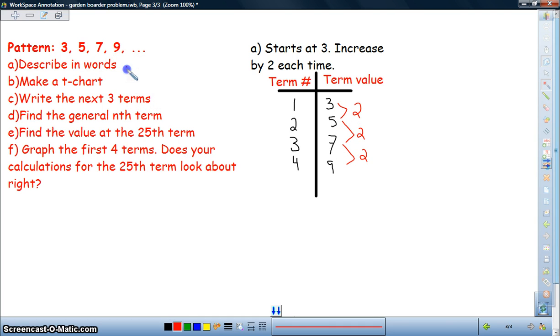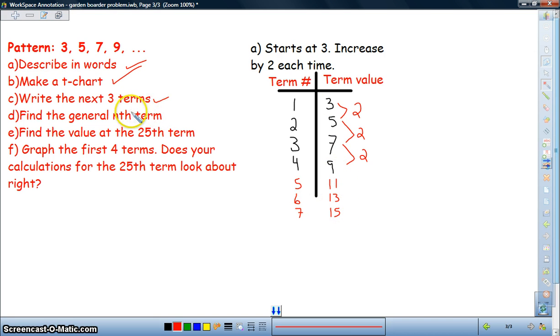So that's describe in words, make a T-chart, write the next 3 terms. So the 5th, 6th, and 7th term. Well, we know it increases by 2, so that must be 11, 13, 15. And because I made the observation that my numbers were all odd numbers, I know that I haven't made any calculation mistakes because I still have odd numbers here.